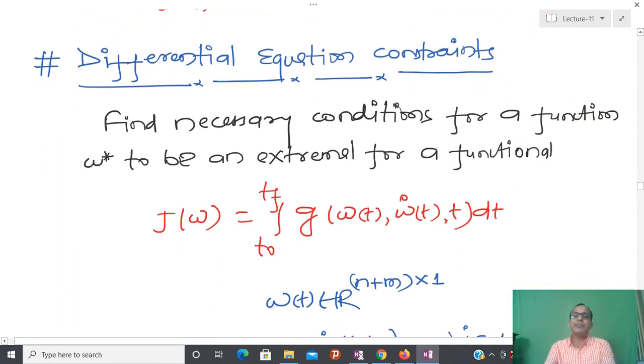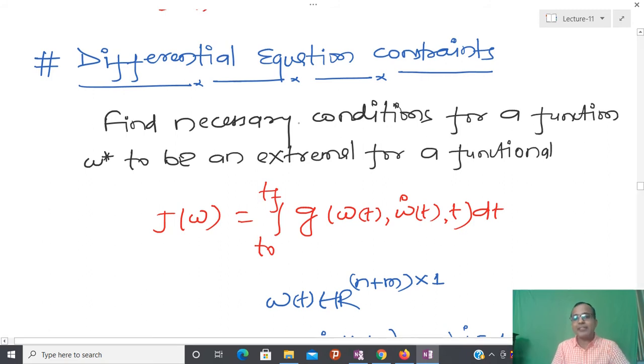Most of the time, if you look at the control problem, the constraint is not in the form of a point, but in the form of a differential equation. Due to that reason, I am going to extend the methodology we have learned so far to the extremization of a functional, whenever I have a constraint in the form of a differential equation.